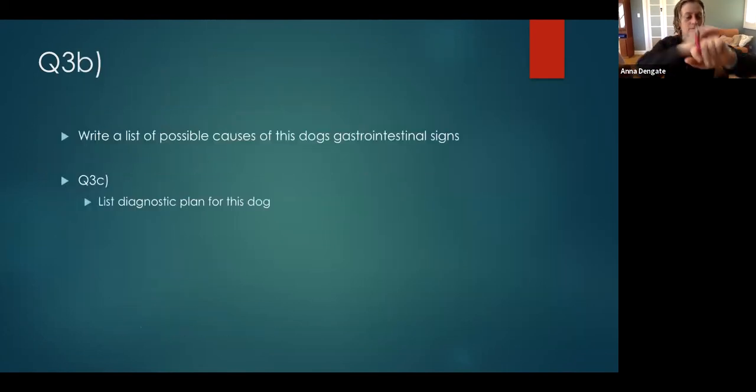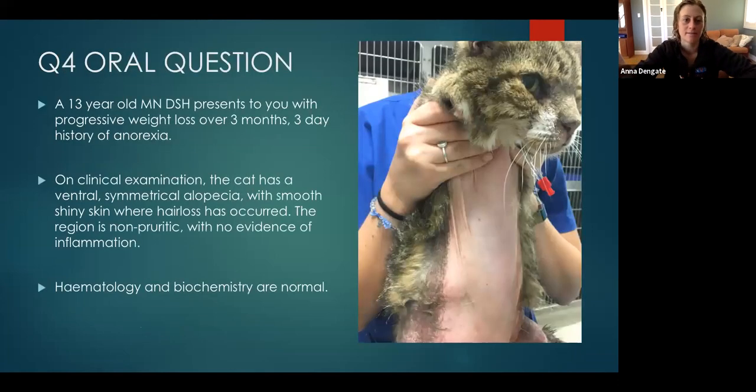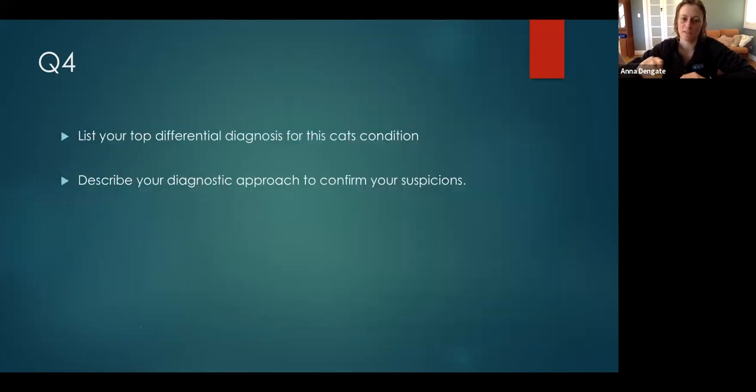Okay, what have we got? 4 minutes. Quick sticks. 13-year-old male-neutered domestic short hair presents to you with progressive weight loss over 3 months, a 3-day history of anorexia. On clinical examination, the cat has a ventral symmetrical alopecia with smooth, shiny skin where hair loss has occurred. The region is non-pruritic with no evidence of inflammation. Hematology and biochemistry are normal. List your top differential diagnoses for this cat's condition.